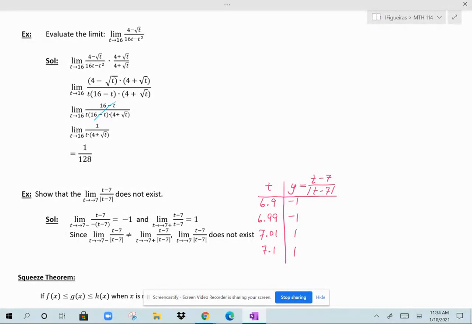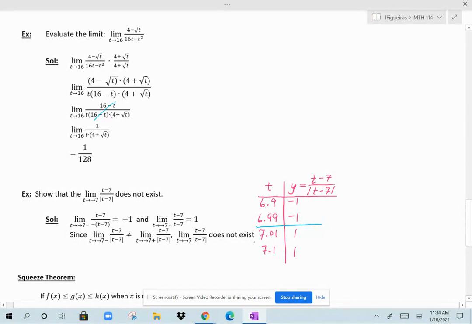So I wanted to show you here what happens when you plug in numbers close to 7 into your function t minus 7 over absolute value of t minus 7. So when I pick numbers to the left of 7 that are close to 7, like 6.9 and 6.99, and I plug it in here, the numerator will be negative, but the denominator is going to be positive no matter what. So my result is -1 when I'm on the left side of 7.